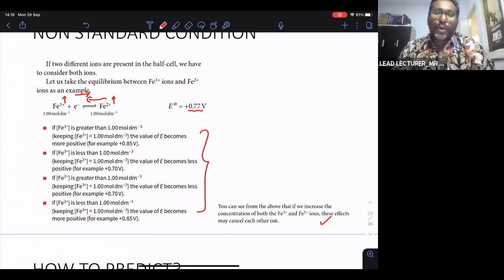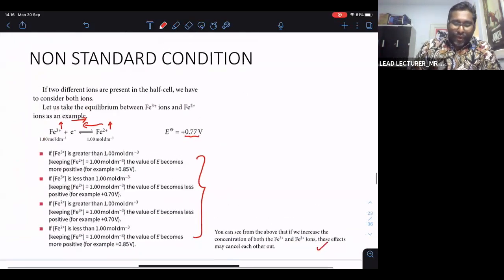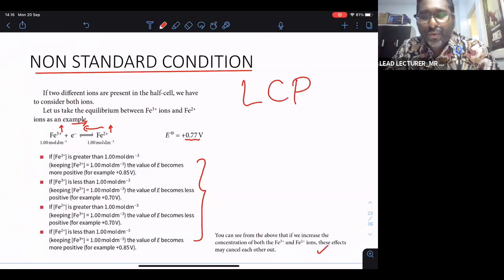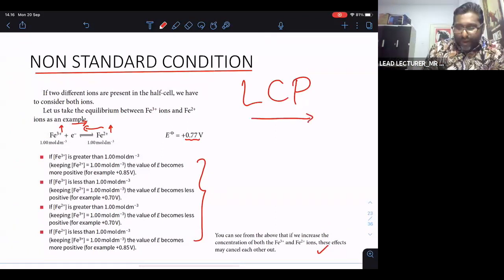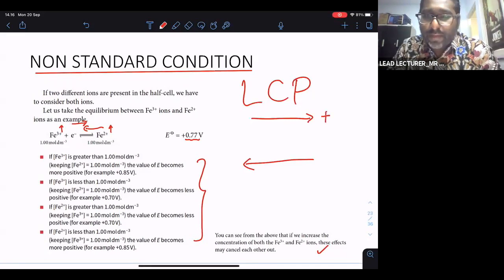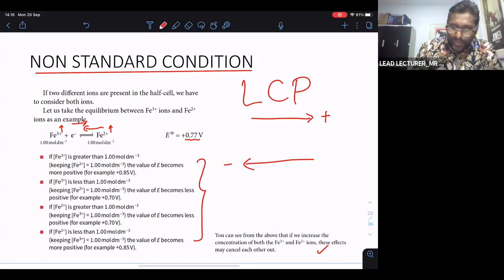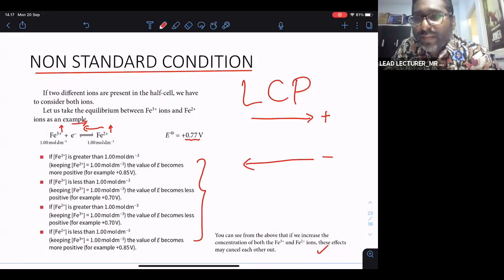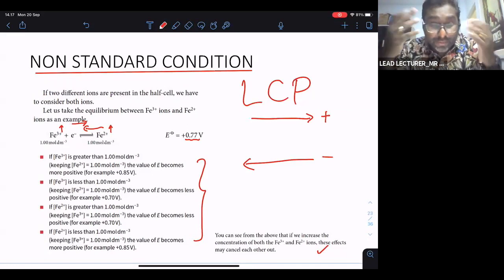But what is important here is, if you are talking about non-standard condition, then the LCP will start to come in. So you use the LCP and find out whether they are going to go to the right or to the left. If they go to the right, then they will become more positive. If they go to the left, then they will become more negative. This is something that you can memorize, something that you can remember.